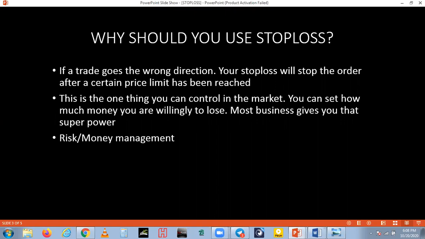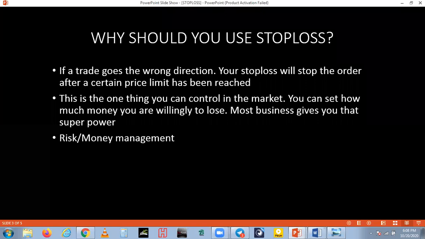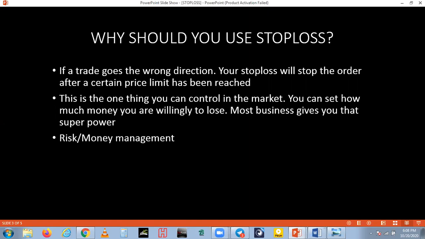or to specifically say, okay, this is how much I want to lose in this trade. I want to lose $1. I want to lose $2. I want to lose $10. Any amount that you're actually fine with losing. A stop loss helps you get that. And most businesses don't give you that superpower.